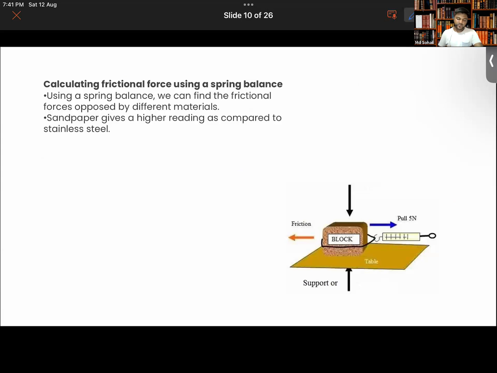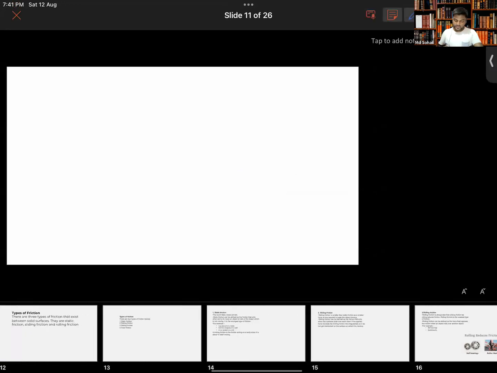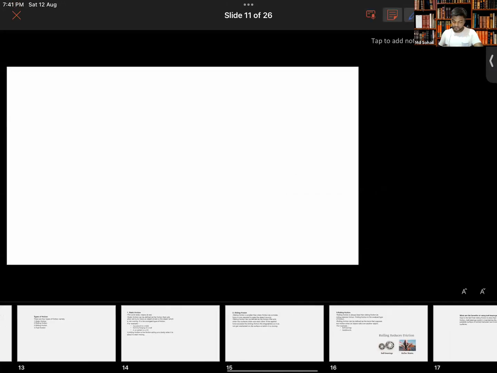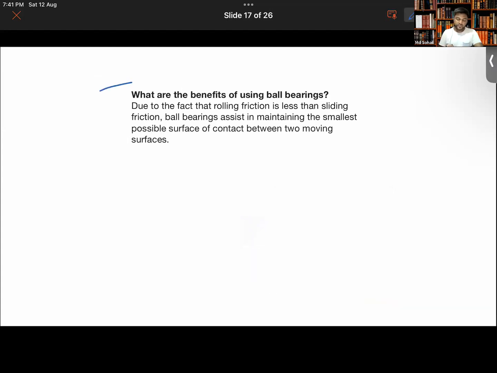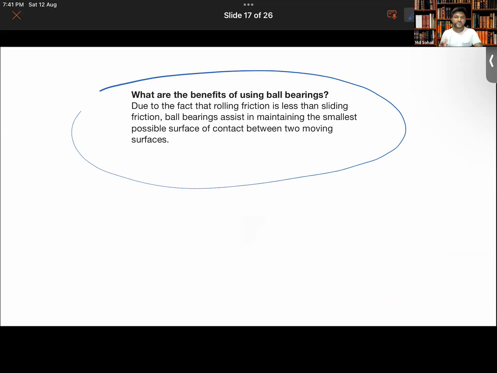We also talked about how we calculate frictional force using a spring balance. Then the rolling friction, right? It is slightly less than the sliding friction as it reduces the friction. Here you can see the applications of rolling friction as well. The benefit is that it simply reduces the friction since there is less surface area in contact. It reduces the area of contact between the surfaces.